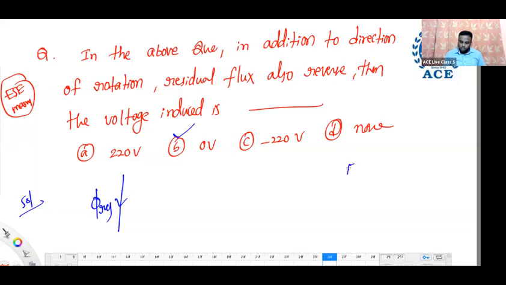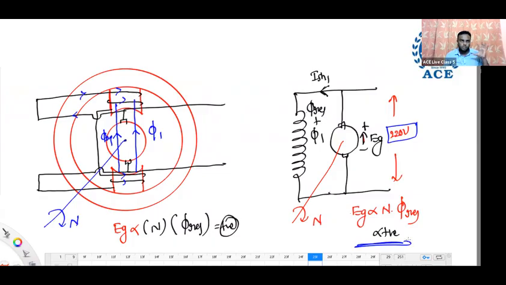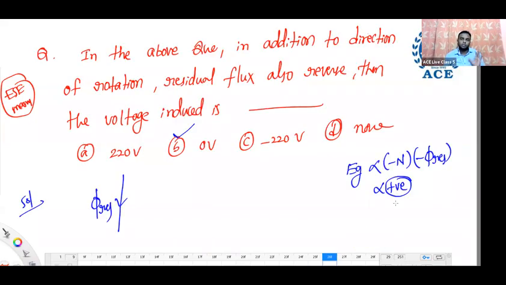Now Eg is proportional to n phi. The direction of rotation is already reversed, so minus n. In addition to that, the residual flux is also reversed, so take minus again. Now what is minus minus? Plus, which means the EMF polarity is the same as in the original condition. If the EMF polarity is the same, is the field current also in the same direction? Yes. If the field current is the same, is flux phi1 also in the same direction? Yes, phi1 is also the same.